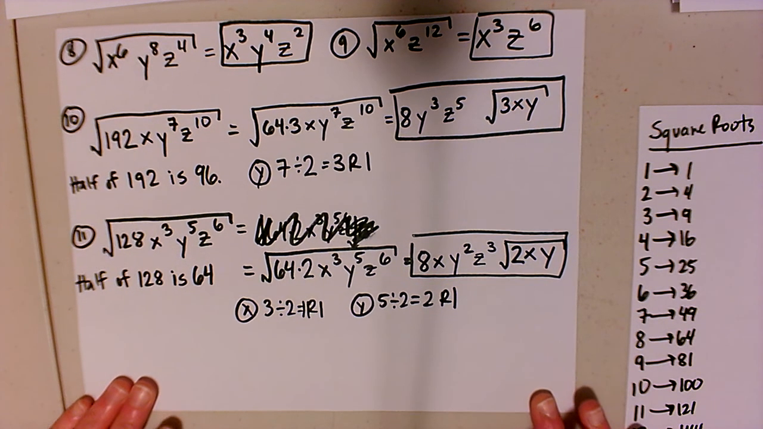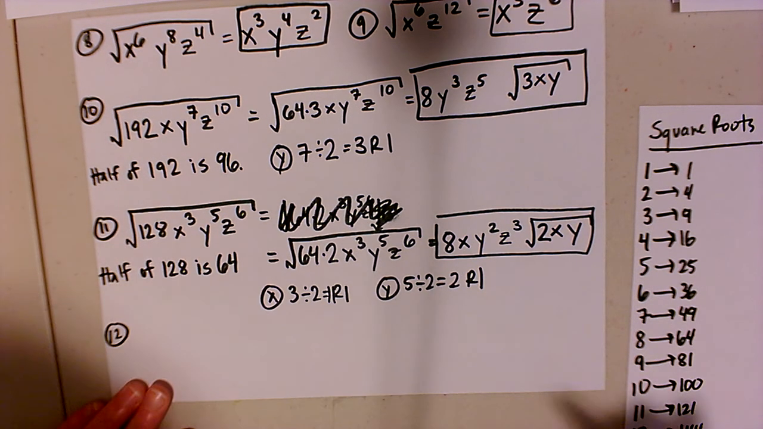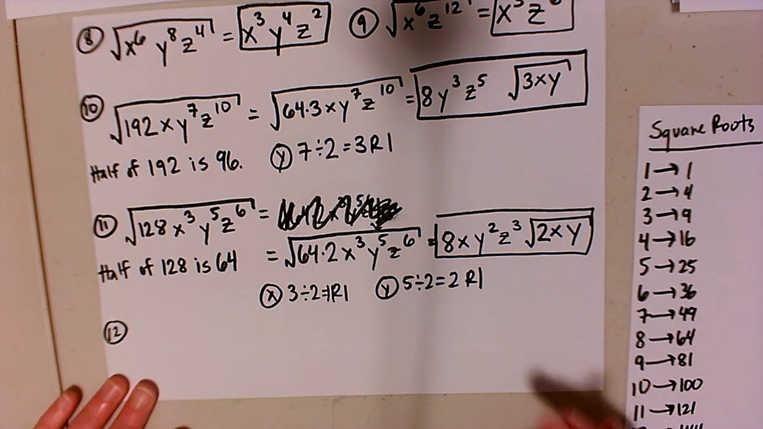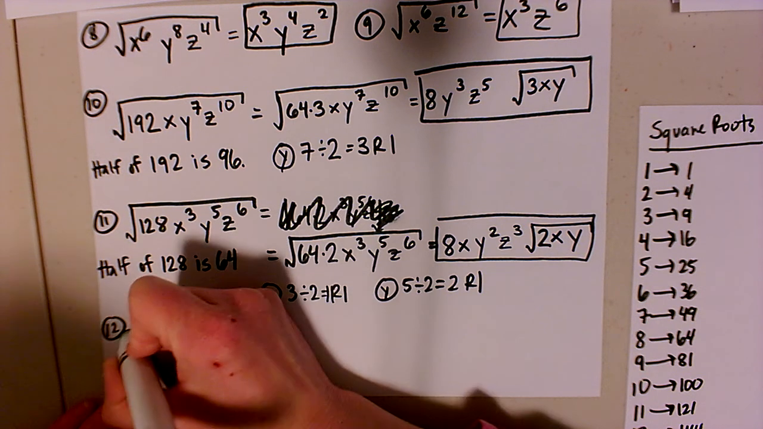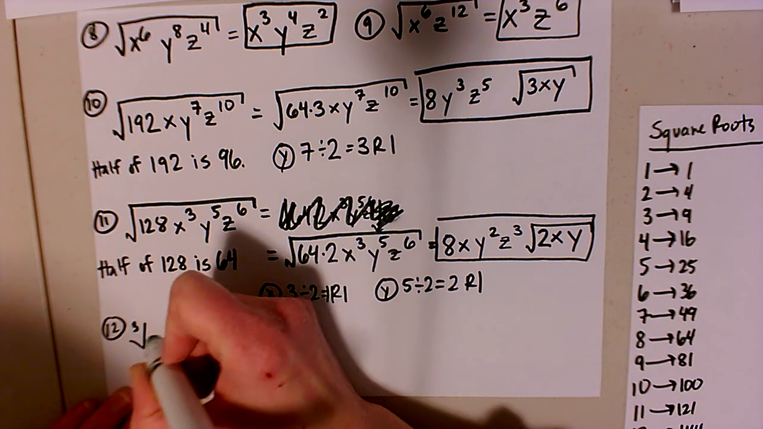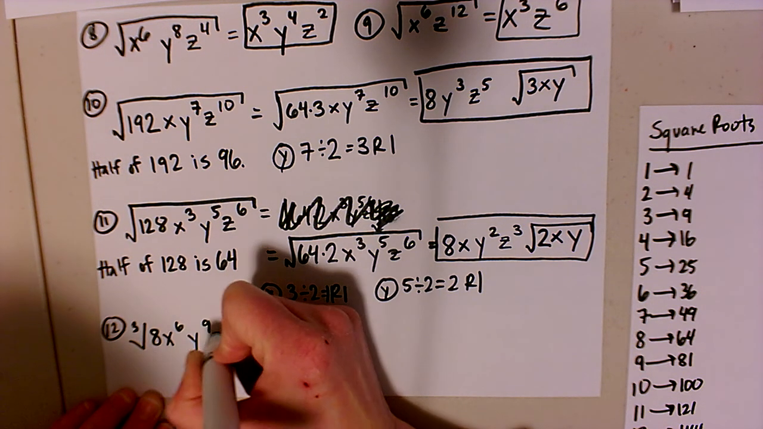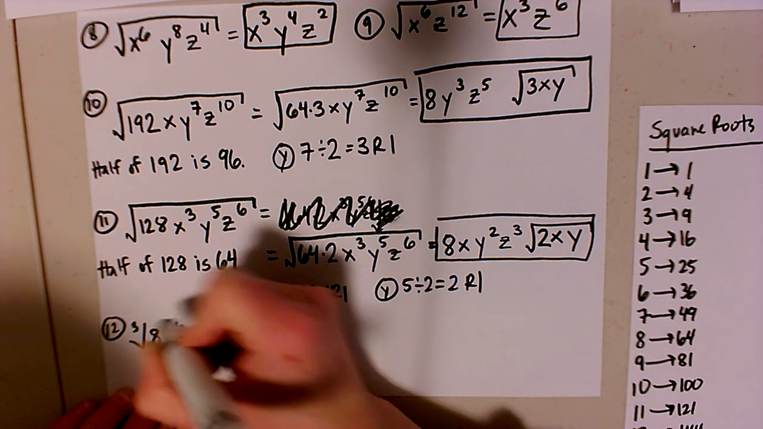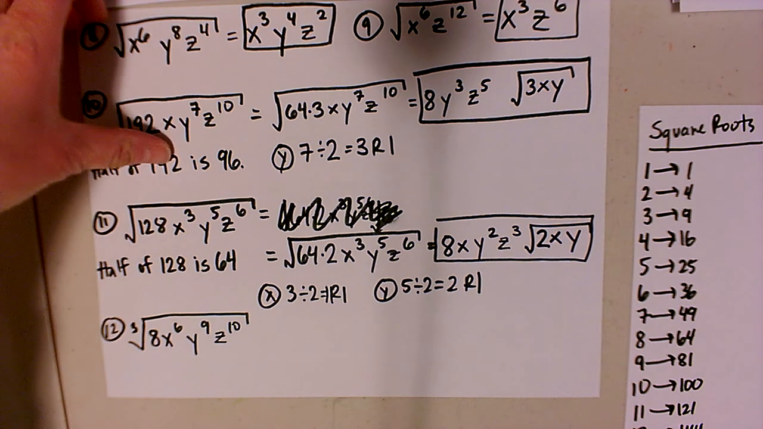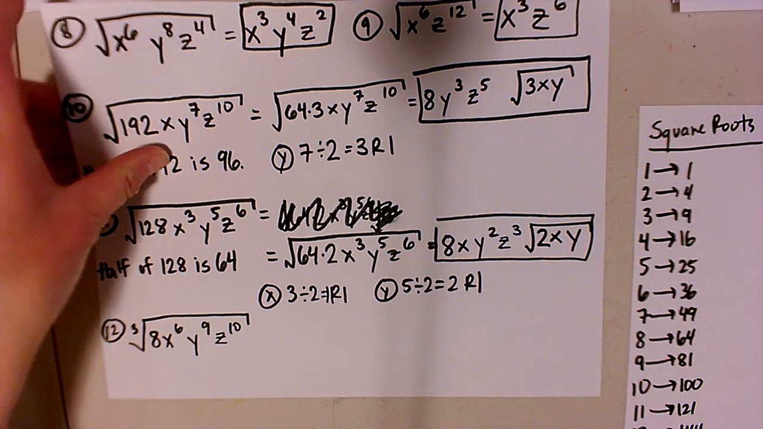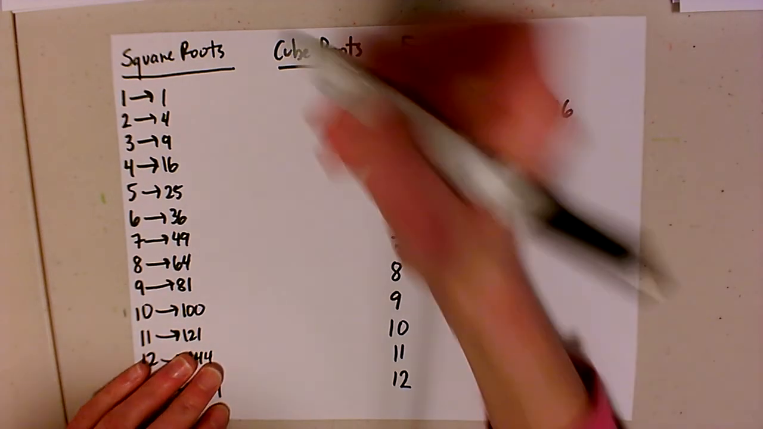Okay, so let's take a look at number 12. So for 12, well, this is a cube root, so that means we're going to be dividing all of our exponents by 3, and we've got to think about cube roots. So for 12, I have the cube root of 8x to the 6th, y to the 9th, z to the 10th. Okay, now 8 is a perfect cube, and it would probably be good for us to list some of our perfect cubes. We'll just do a few for now because we don't need very many.